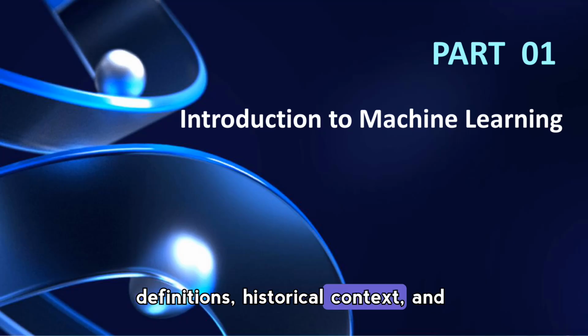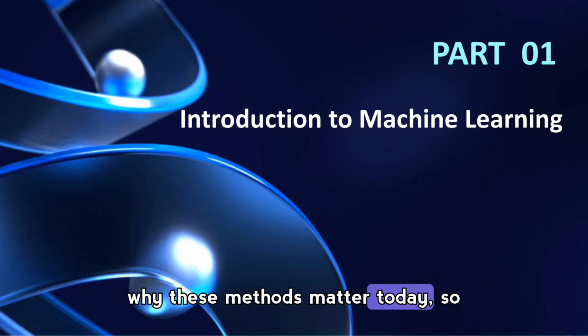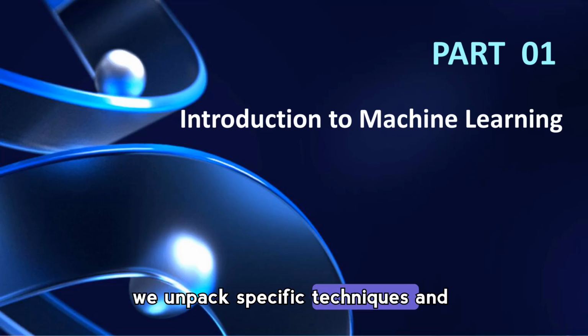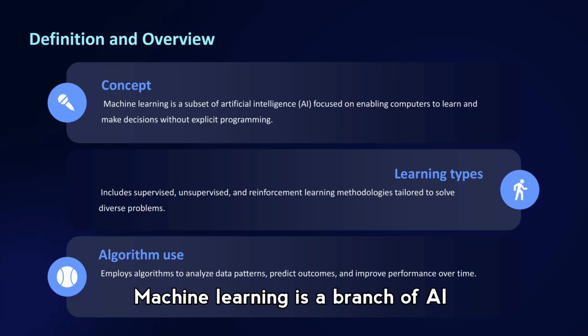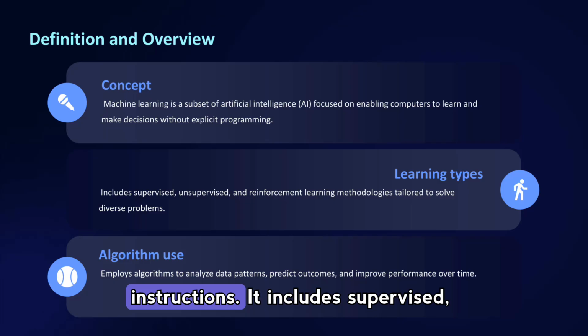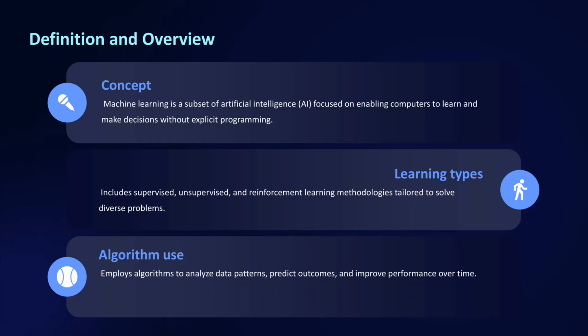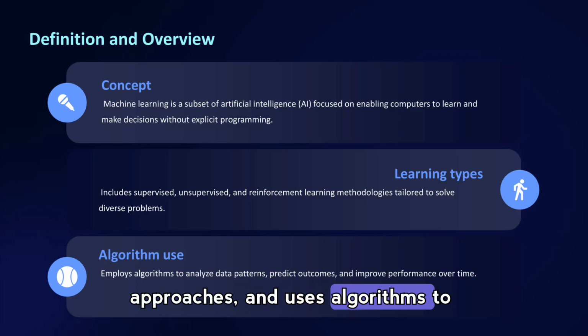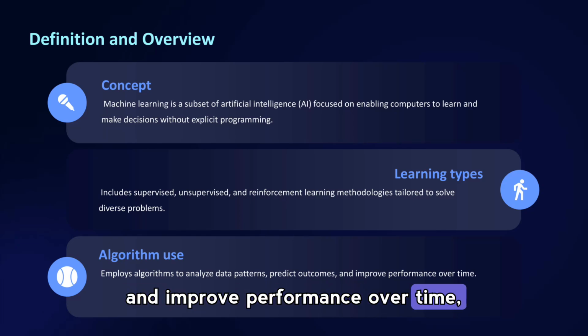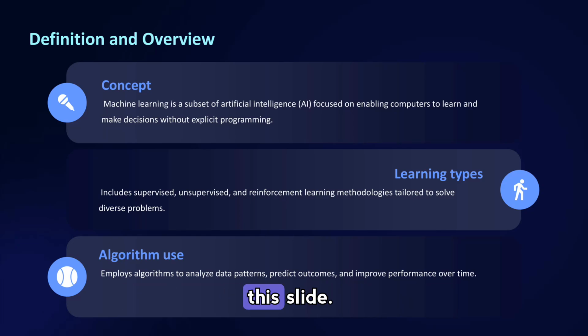Let's begin the first part, an introduction to machine learning, where we'll set the stage with definitions, historical context, and why these methods matter today, so you have a solid foundation before we unpack specific techniques and examples. Machine learning is a branch of AI that lets computers learn from data and make decisions without explicit instructions. It includes supervised, unsupervised, and reinforcement approaches, and uses algorithms to detect patterns, predict outcomes, and improve performance over time, as shown in the visual summary on this slide.